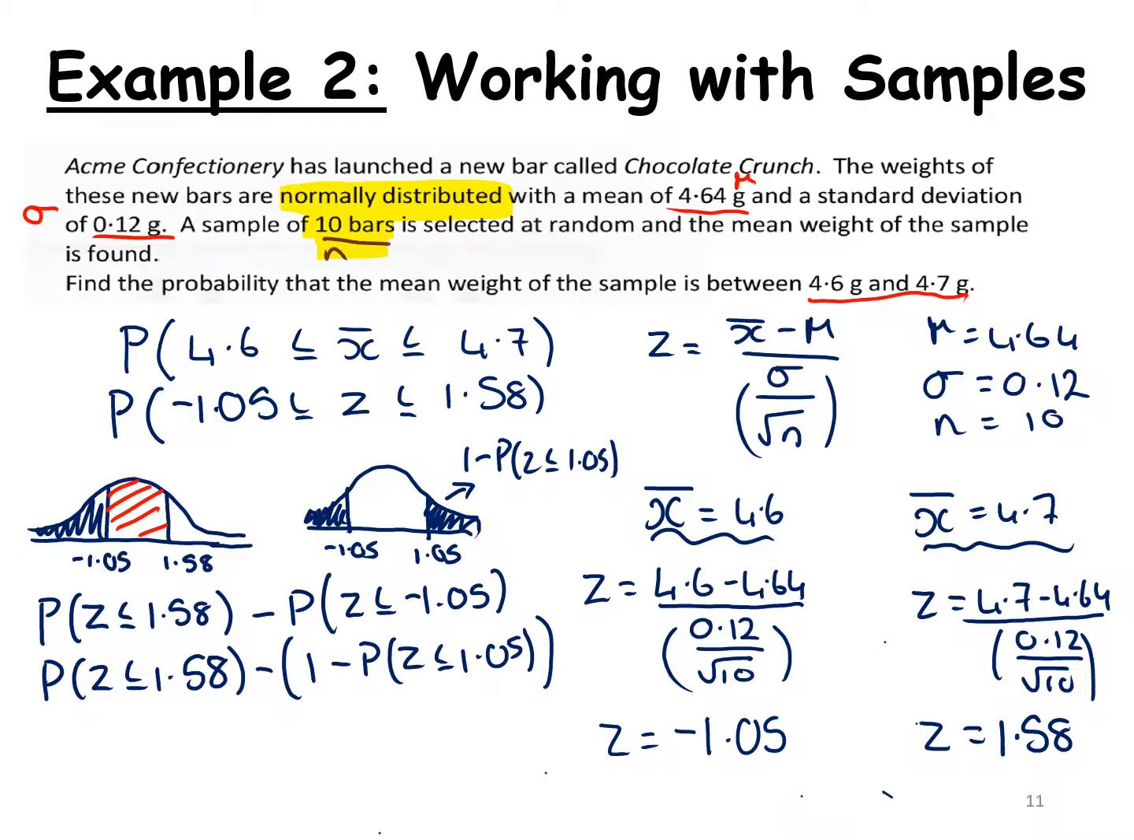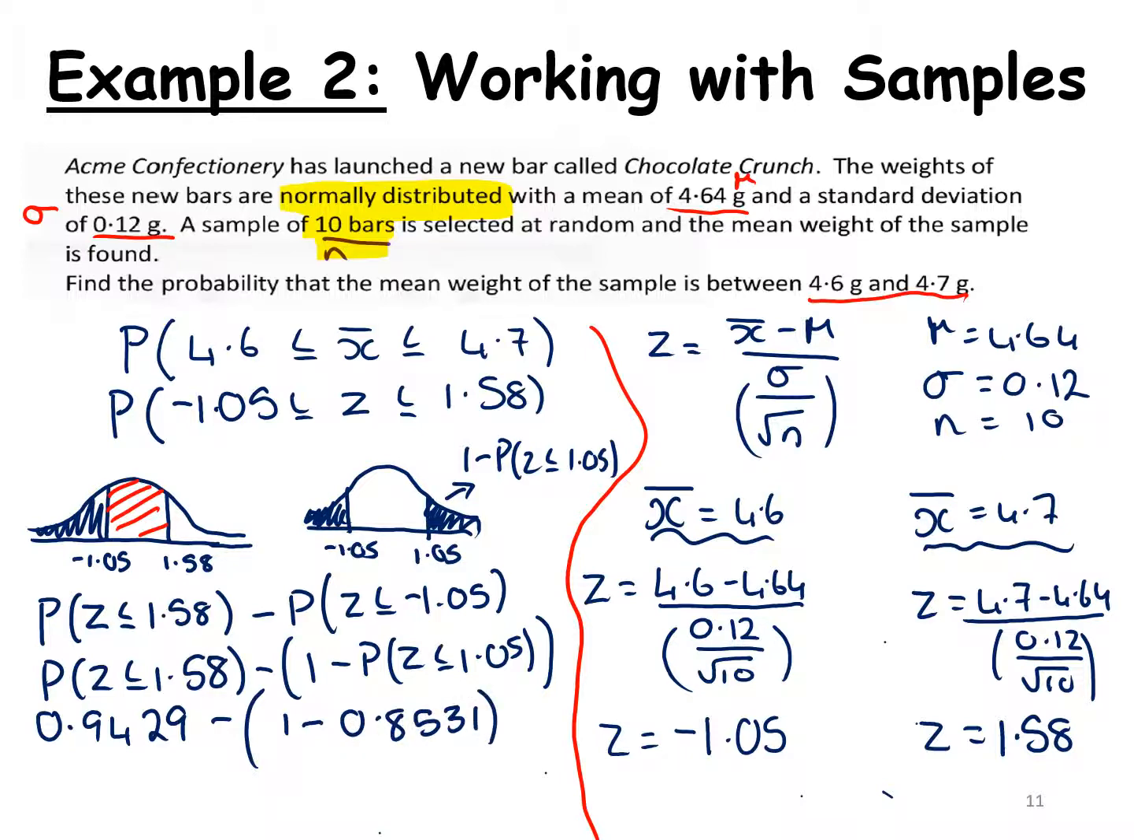So we are able to look up the tables and work this out. So we're looking at page 36-37. I'm just going to draw a line down here so we can keep track of what we're doing. And we should get 0.9429 minus 1 minus 0.8531. You can put that straight into your calculator with the brackets as is. Make sure the brackets are like this, and we get 0.796, which is 79.6%.